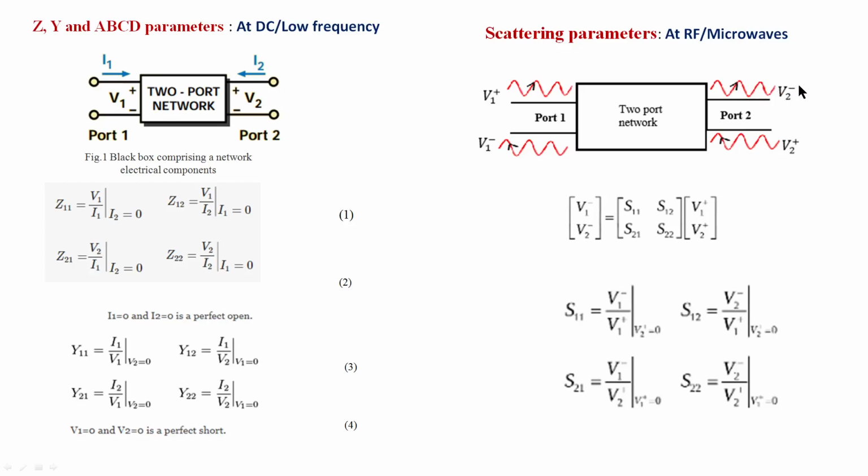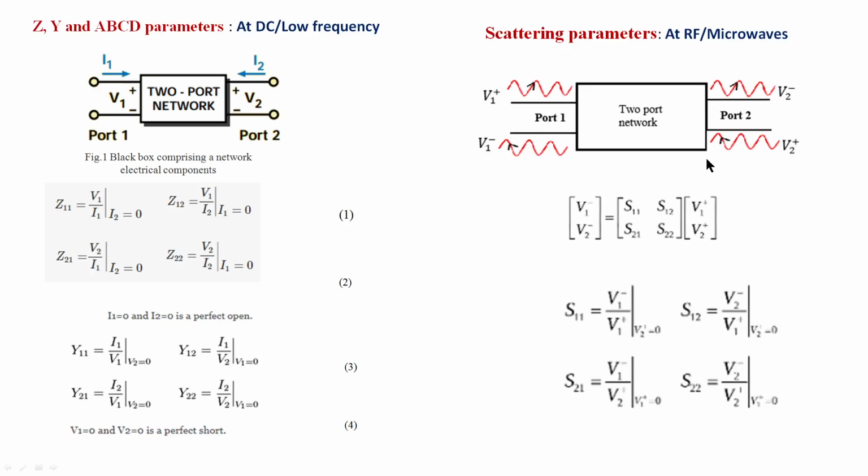Negative sign indicates the outgoing wave. But at which port? Port 2. It is the outgoing wave at port 2. Similarly, that's why it is called scattering. A part will reflect like this, a part may enter. So the wave is scattering here. That's why it is called scattering parameters. That's why the name is scattering.